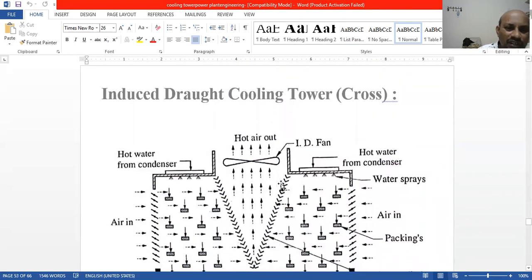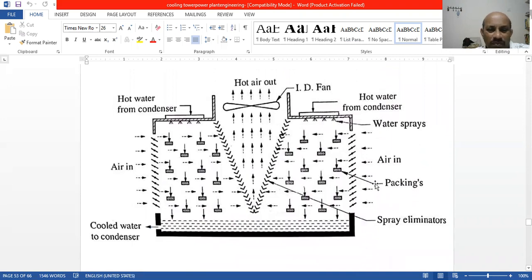So you can observe here how the ID fan is attracting air, with hot water from the condenser. Two sides it is entering. Water sprays, sprinklers are there. Air is entering both sides. Baffle plates we arranged on both sides. And the air packings also will be there. Air is entering and it is going to be cooled down. Over there, on one side only, we are allowing very small vent holes. Here we are completely open. So the cooling pond will be there on the downside.